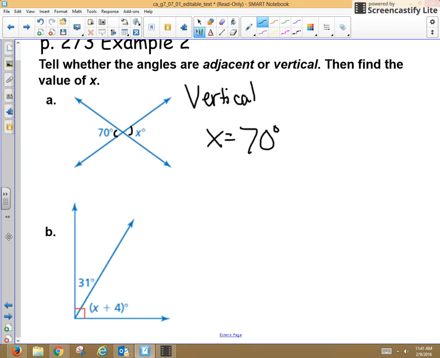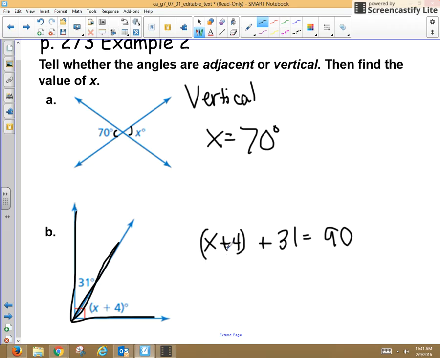Now on number 2, we have two angles that form a right angle. So we have x plus 4 here, and then we have another angle that's 31 degrees. And when I add both of those, they form a 90-degree angle. These two angles share a common line as well as a common vertex. So these would be adjacent.